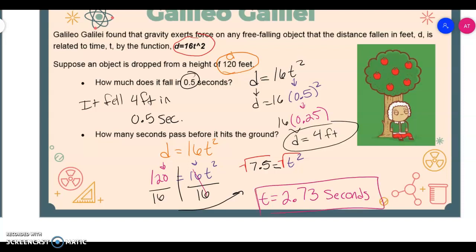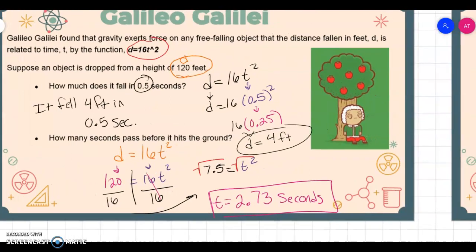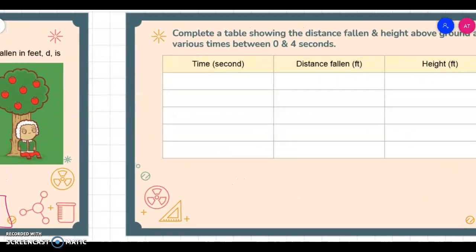So this is how long before the object hits the ground. It's going to take about 2.73 seconds before it hits the ground, falling from 120 feet. Holy cow! That's super fast. That's almost like blinking.